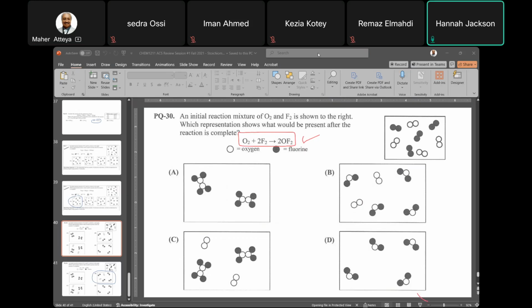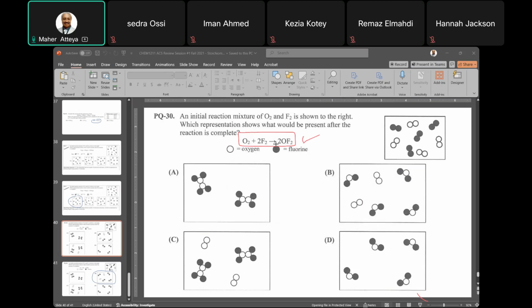Synthesis? Yes, synthesis, correct. The answer is correct, but what's the other name? It's a combination. Yes, that's a combination reaction between oxygen and fluorine to get oxygen difluoride.